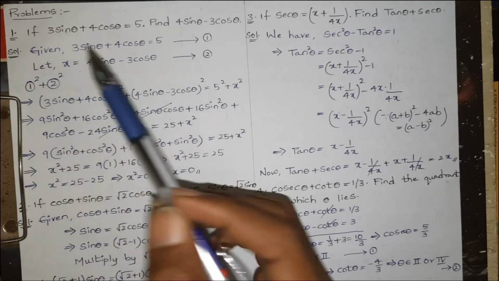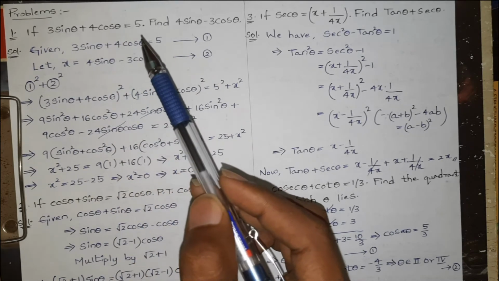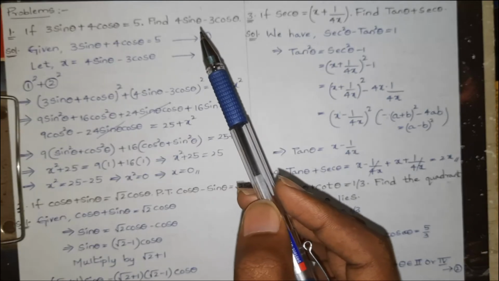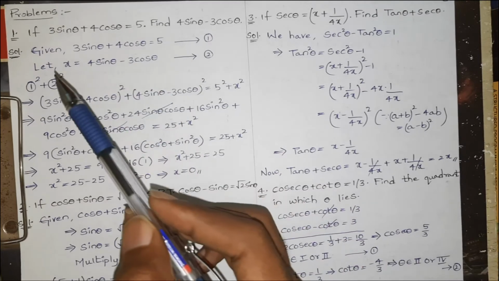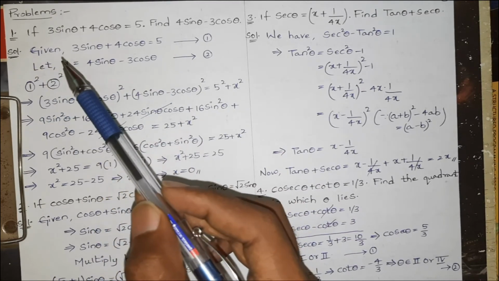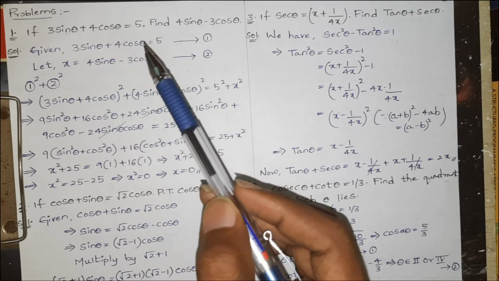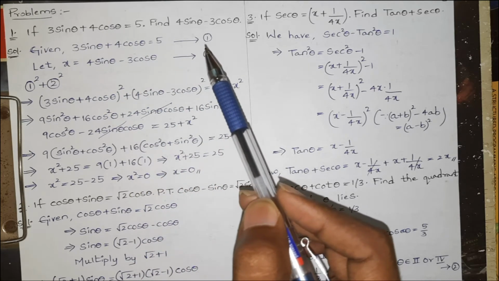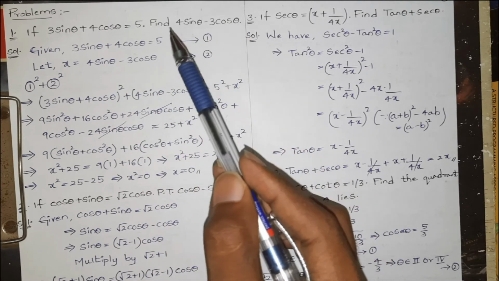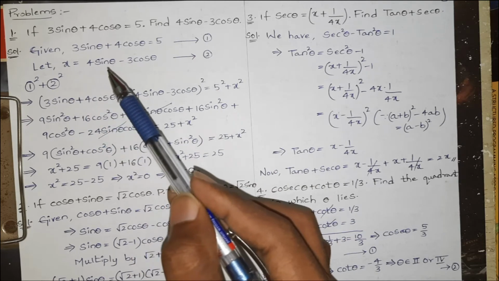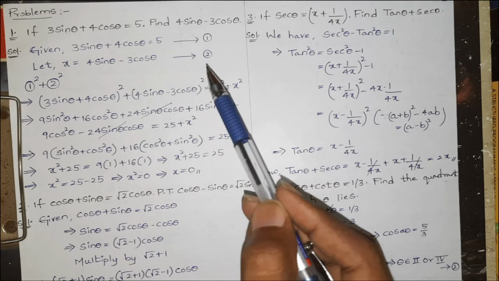So first question: if 3 sin theta plus 4 cos theta is equal to 5, find 4 sin theta minus 3 cos theta. Solution: given 3 sin theta plus 4 cos theta is equal to 5, let us consider this as the first equation. Let x be equal to 4 sin theta minus 3 cos theta, and let this be the second equation.